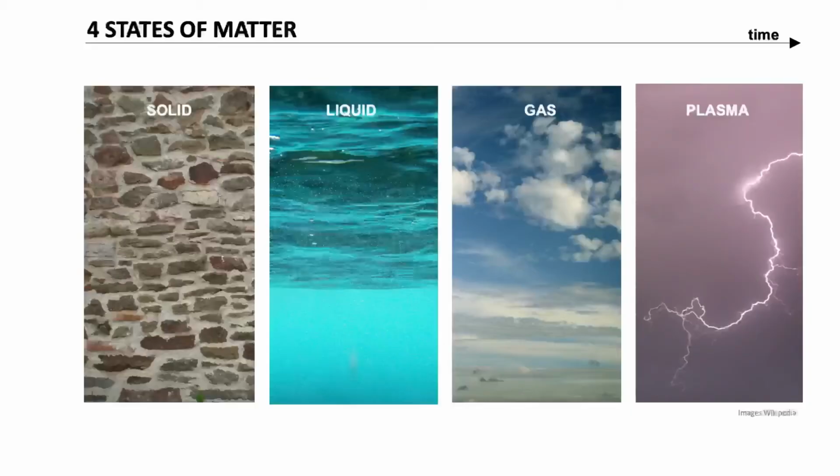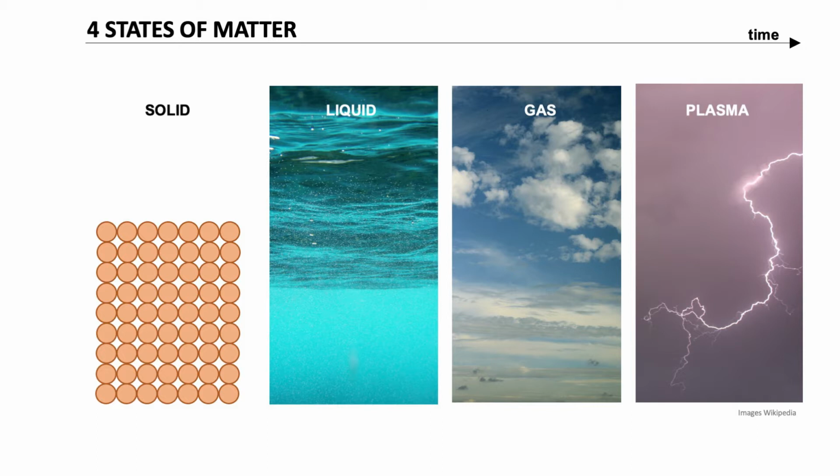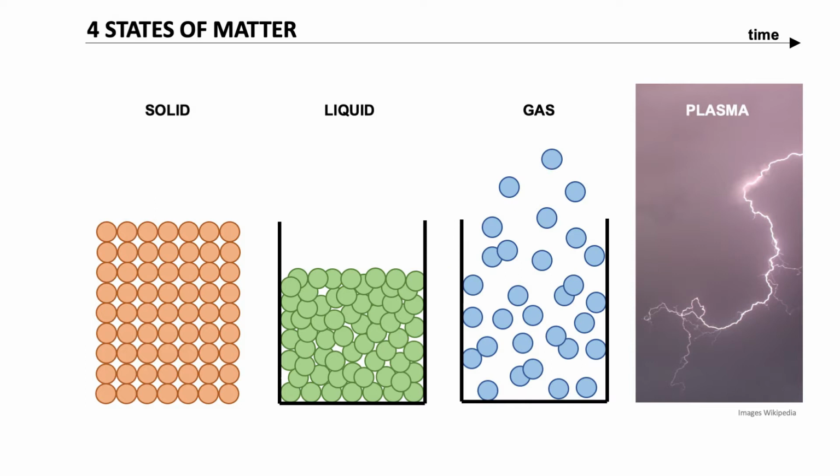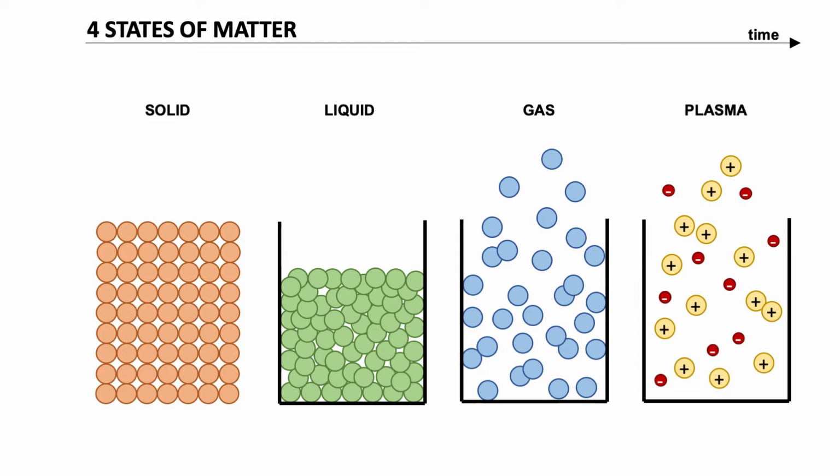The idea in this film was to focus on the molecular structure of each of the states. In the solid, the molecules remain very close to each other in fixed positions. In the liquid, they are close to each other, but they change positions. In gas, they start dispersing in all directions. And in the plasma state, which is a very energetic state where the gas is heated, the electrons split from the nucleus of the atoms, like a soup of particles.